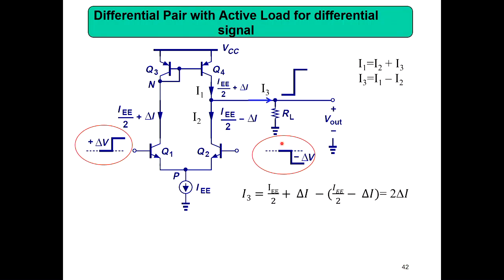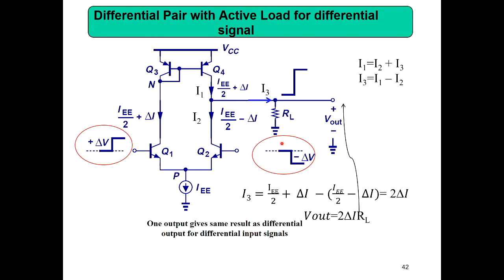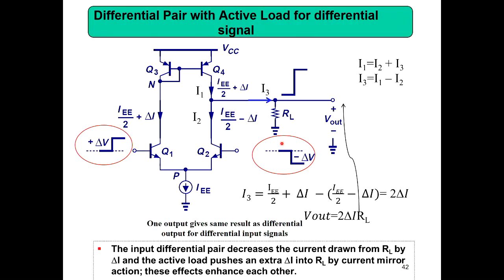So for the differential signal, we are not losing the amplitude. Then if I were you, I would ask, how about a common mode signal? Can I prove that a common mode signal is rejected? That's what we are going to show next. So Vout equals 2 times delta I into RL. One output gives same result as differential output for differential input signal. The input differential pair decreases a current drawn from RL by delta I, and then active load pushes an extra delta I into RL by current mirror action. These effects enhance each other. That's what I have shown.